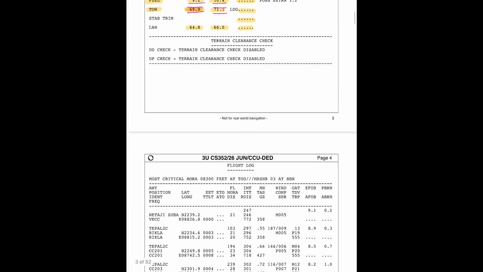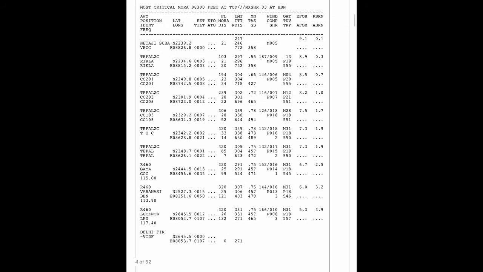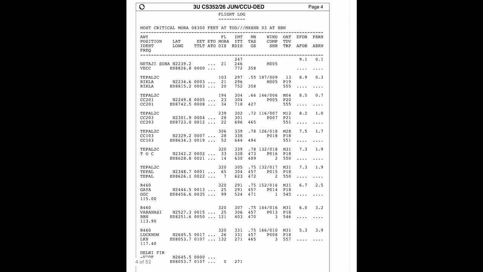So then again, the terrain check clearance, so this is all in flight. So then I'll go to the flight log page. In the flight log we can see the most critical area, MORA, the minimum route altitude. So what is MORA actually? That is the minimum route altitude, meaning the most critical highest point. That is 8300 feet at TOD, top of descent, and the maximum shear value is 0.3 at BBN.